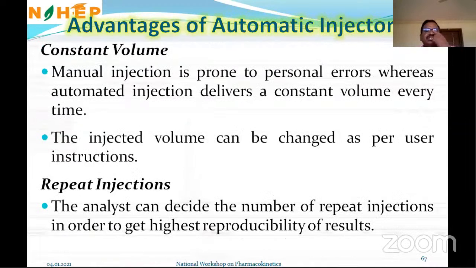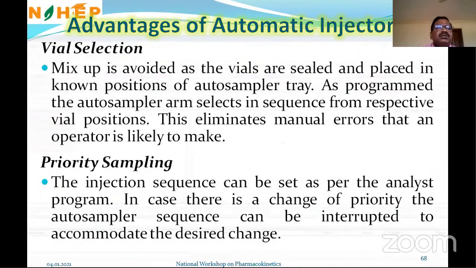Coming to the advantages of automatic injectors: constant volume. Manual injection is prone to personal errors, whereas with automated injection we can deliver a constant volume by the system, so the errors are very few. The injected volume can also be changed as per your instructions. Suppose you want to inject 20 microliters, or sometimes only 10 microliters, we can change that in an automated injector, whereas in manual injectors that is not possible. And coming to repeated injections, the analyst can decide the number of repeated injections in order to get the highest reproducibility of results. So the same sample we can inject 3 times, as triplicates. But in manual injection that may be laborious, so you may not inject triplicates, and may run a single injection per sample.